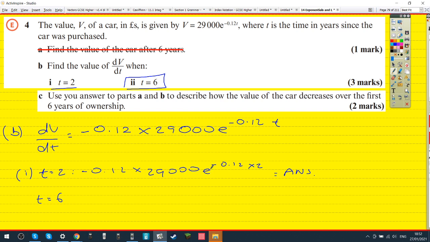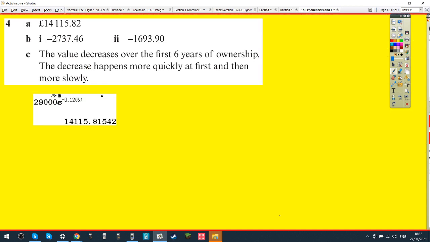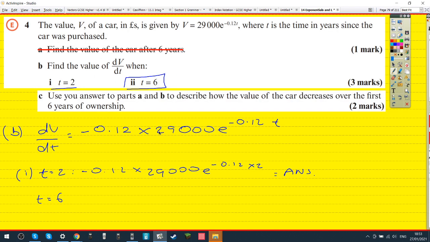What a better question would have been is when V is 2 and V is 6, kind of rewarding you for differentiating it well. Use your answers to part A and B to describe how the value of the car decreases over the first 6 years of ownership. So will this be increase or decrease? Decrease still? Yes, and the rate of decrease is decreasing, I think. The value decreases over the first 6 years. The decrease happens more quickly at first and more slowly later. Okay.